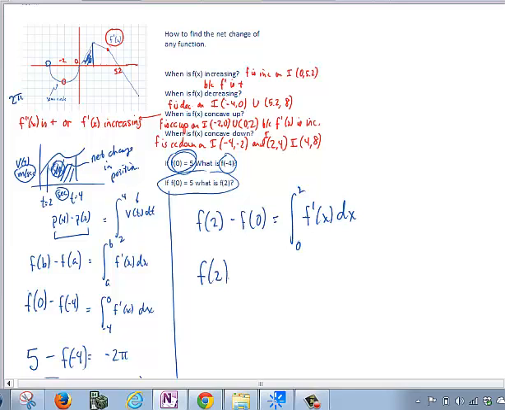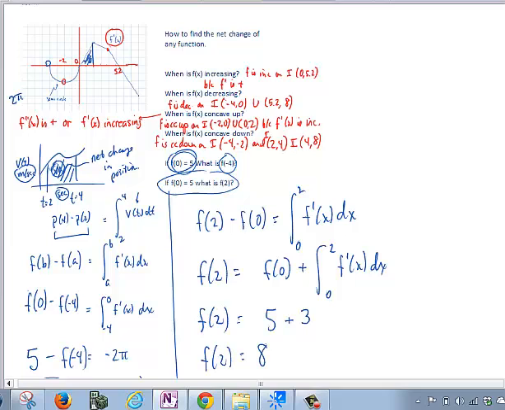So f of 2 is equal to f of 0 plus the integral from 0 to 2 under the derivative graph. So f of 0 was 5 plus that area, since it's a 2 by 3 triangle, it would be 3. So f of 2 would end up being at 8. F at 0 was at 5. So what this means is this positive area represents the amount of net change in position that we had from 0 to 2.